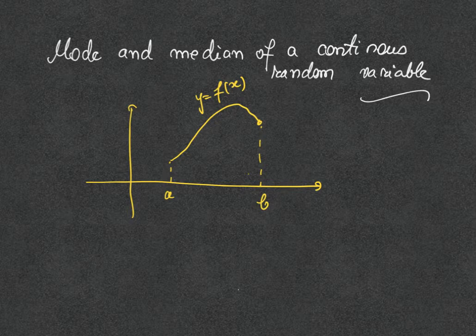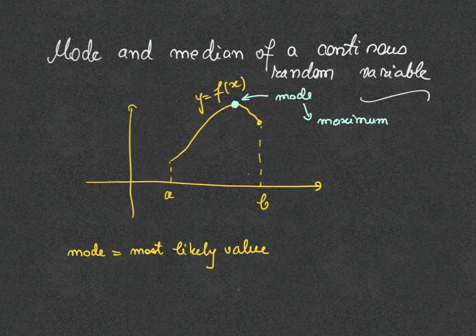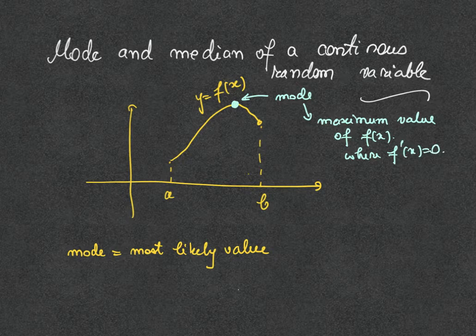Now, how do I find the mode? Remember that the mode is the most likely value. So the most likely value is the value with the biggest probability. The value with the biggest probability is a maximum of the function. So that's your mode. The mode is a maximum value of the function. How do I find it? I find it where the derivative is 0. So that's how I look for it. However, if the graph is known, I can see it from the graph. But generally, that's the rule.